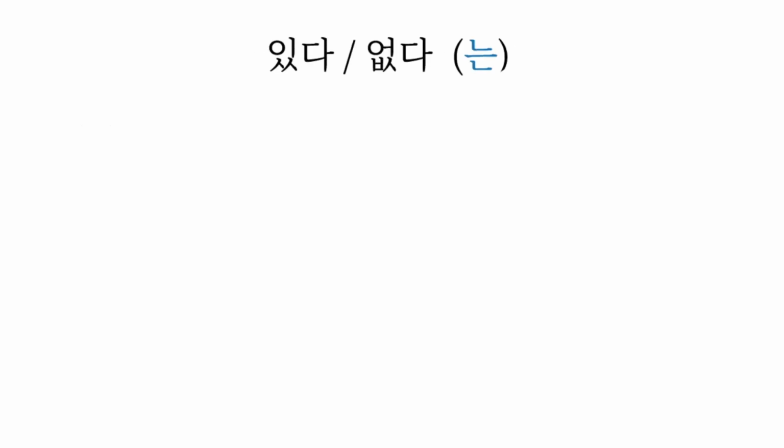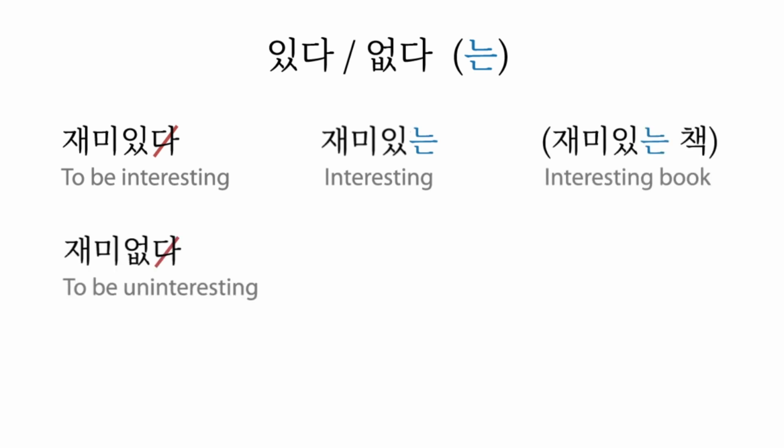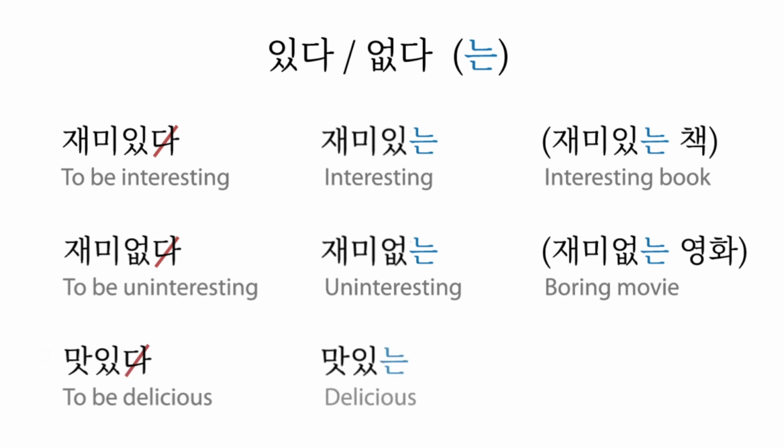Some adjectives end with 있다, 없다. For these adjectives, remove the 다 and add 는. For example, 재미있다, 재미있는, 재미있는 책, 재미없다, 재미없는, 재미없는 영화, 맛있다, 맛있는, 맛있는 과일.